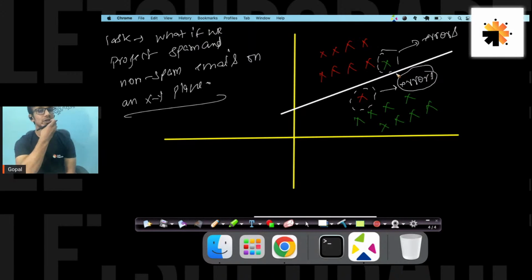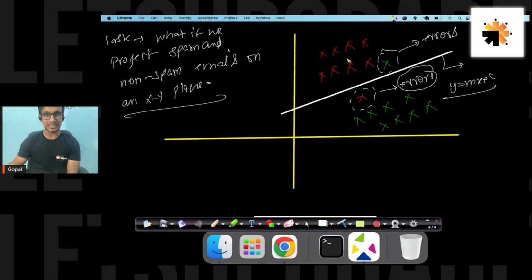What do I mean by that? What if we project these spammy and non-spammy emails on your XY plane, and now we are separating these spam and non-spam emails with the help of a straight line? And we all know the equation of a straight line: y equals mx plus c. It's not a big deal, right? In this case, what we are trying to perform is universal approximation. We are trying to approximate a prediction or a data point here.